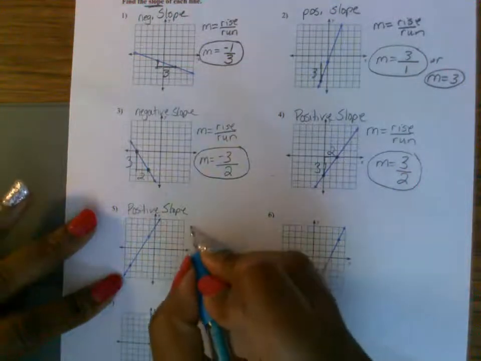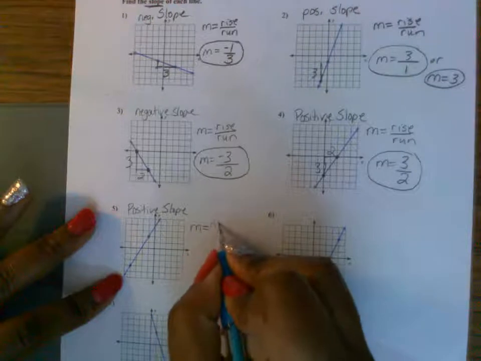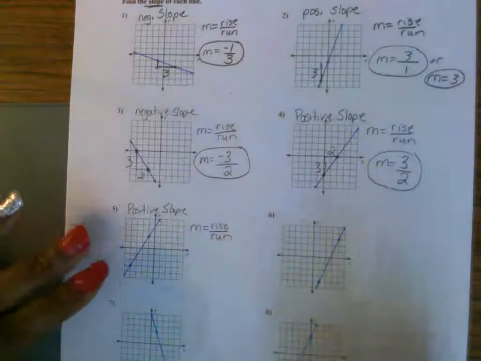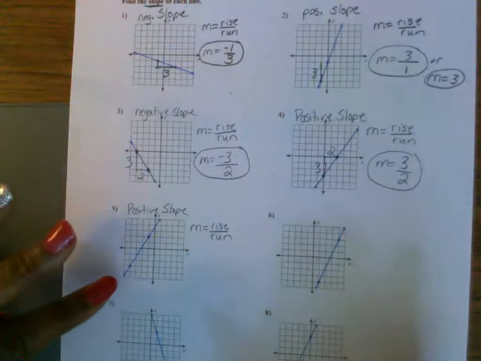With all of the problems, here again, I want you to write the formula that you're using. The formula for calculating slope, or finding the slope, is rise over run.